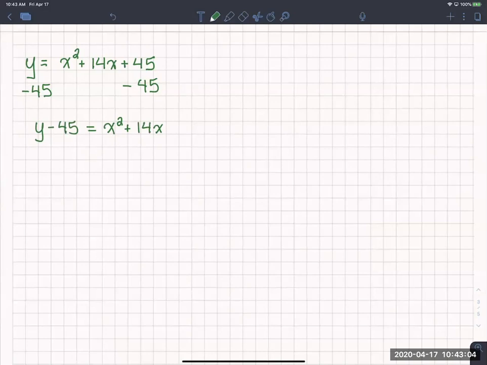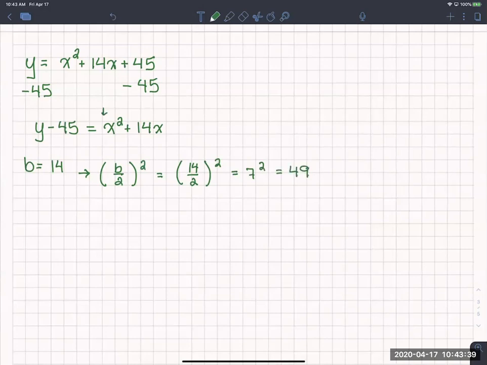Now, we factor out the leading coefficient, but the leading coefficient here is 1, so there's really nothing to factor out. So because of that, we can go ahead and move on to the next step, which is identify my linear coefficient, which in this case is 14. Then we take the linear coefficient, divide it by 2, and square it. So that's 14 divided by 2 squared, which is 14 divided by 2 is 7. And 7 squared is 49.